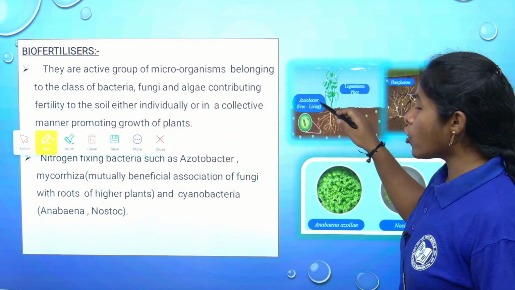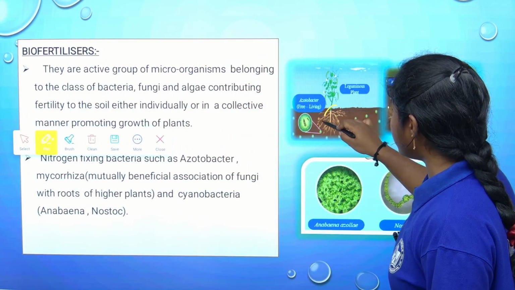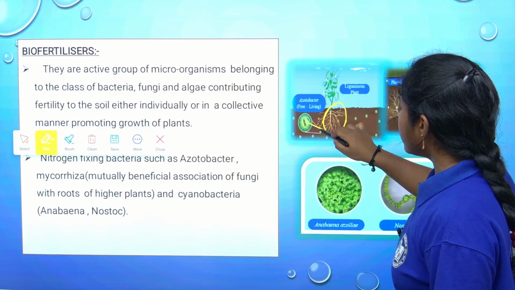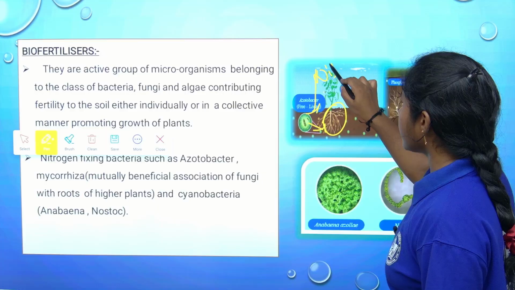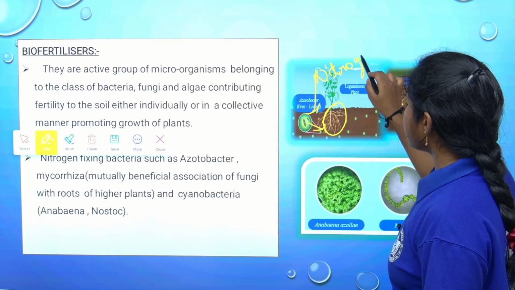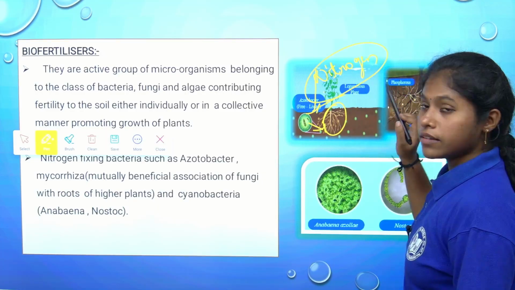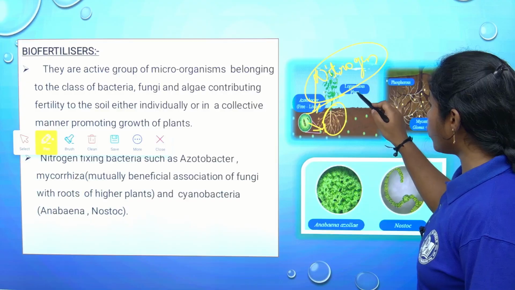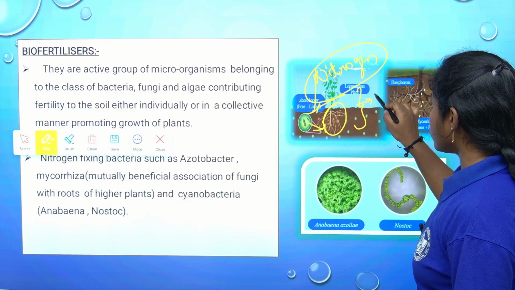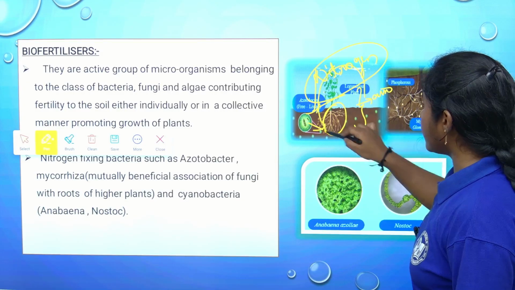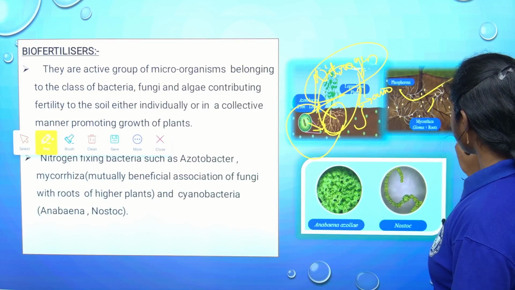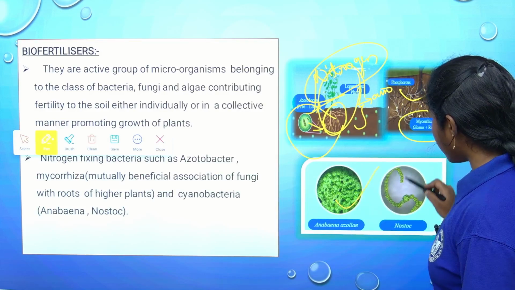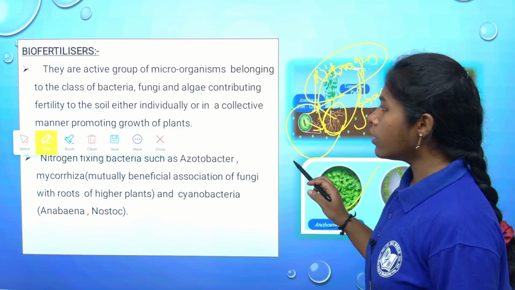By that symbiotic association, they depend on the plants for food and they fix nitrogen. Right children? By that, the requirement is fulfilled for both the associations. The plant is benefiting and the bacteria are also benefiting. And phosphorus by mycorrhiza, Anabaena, Nostoc, these are examples of the biofertilizers.